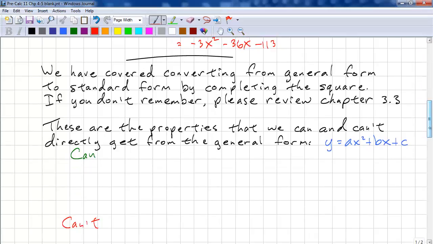Now, we've covered converting from general form to standard form by completing the square. And if you don't remember how to do this, please review Chapter 3.3. Now, there are properties that we can and can't get directly from the general form. So we can get the y-intercept.